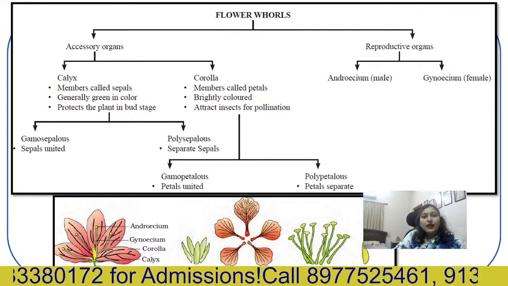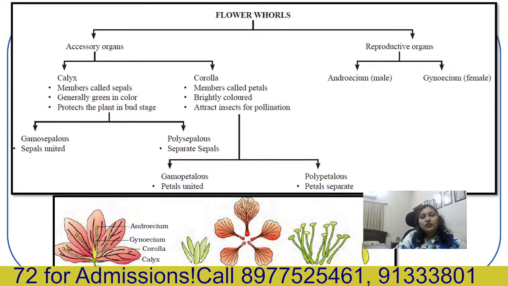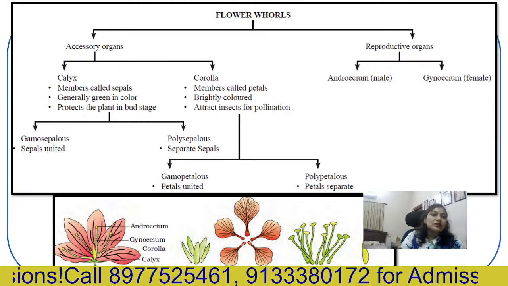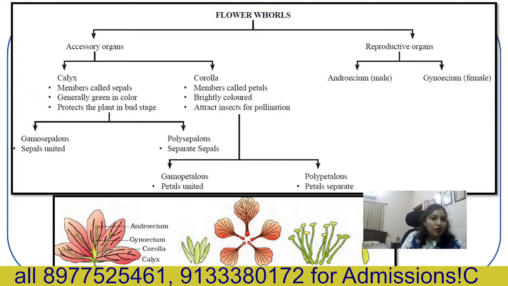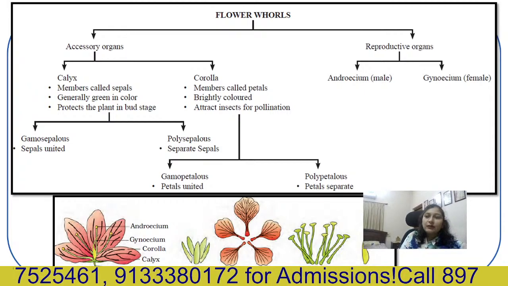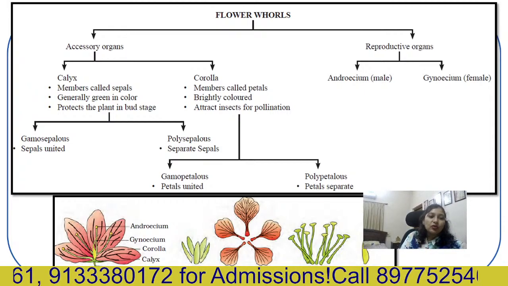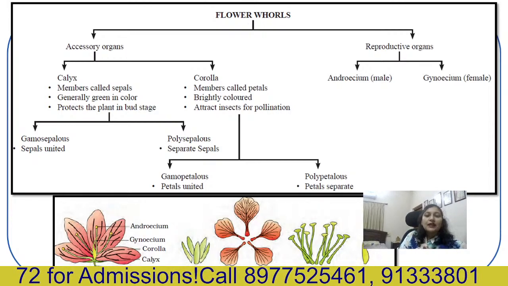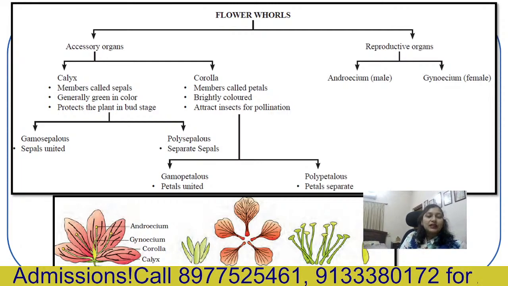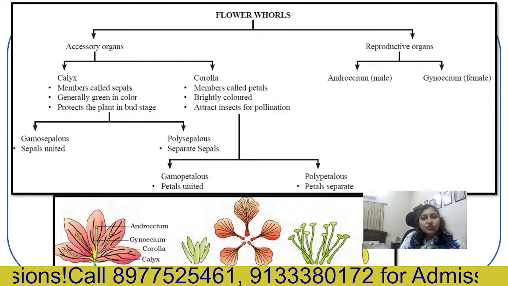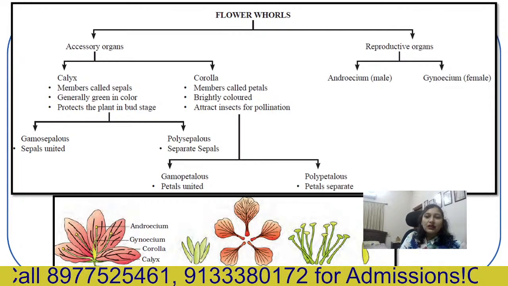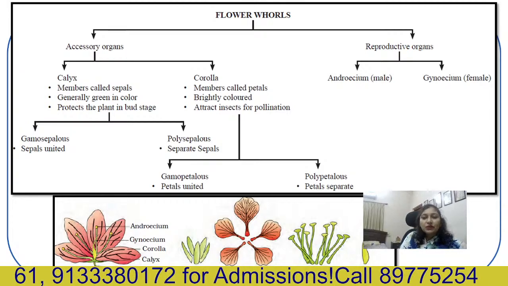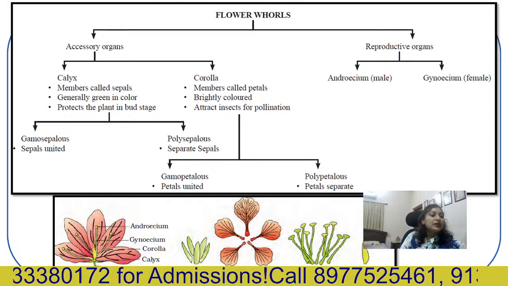So these are flower, we need to discuss the floral parts. Two types of organs are there, accessory organs and reproductive organs: calyx, corolla, androecium and gynoecium. A flower is made up of 4 different whorls. If a flower has all 4 whorls, that type of flower is known as a complete flower or bisexual flower. If in a flower androecium is missing or gynoecium is missing, then it is known as a unisexual flower.